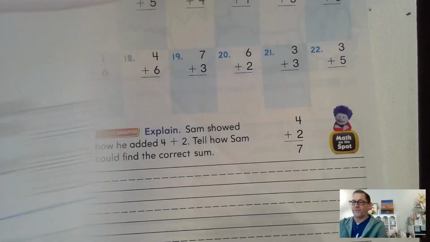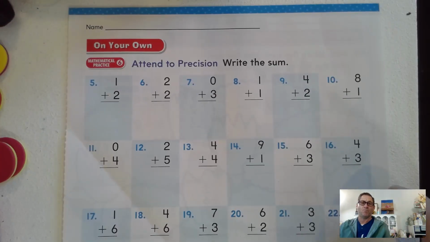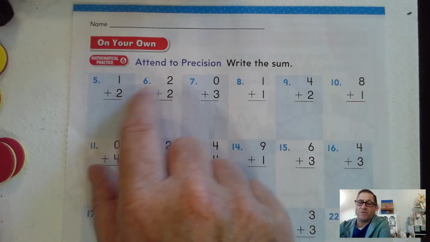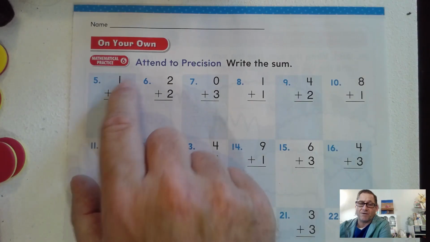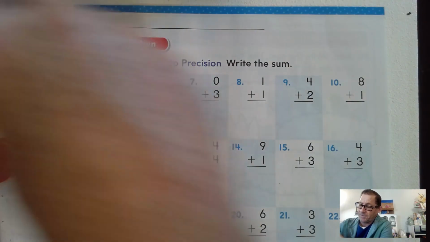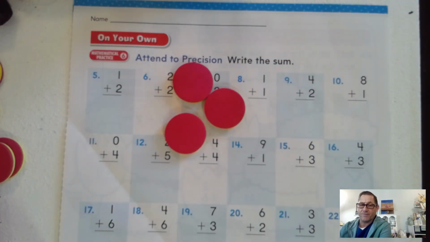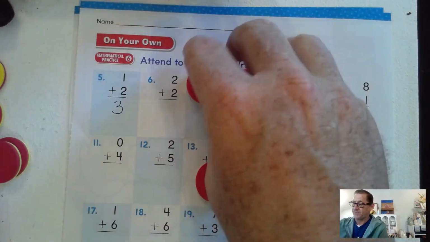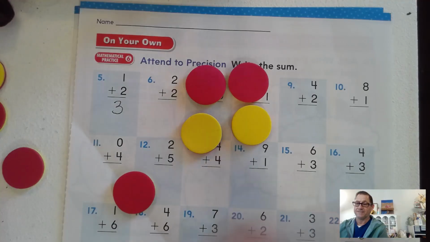All right, let's look at page 43. Okay, write the sum. 1 and 2 more. Remember we've talked about that. It really doesn't matter which order we add these in. So I could technically start with 2 and just add 1 more. I can use counters to show 2, and 1 more would give me 3. Okay, this next one I could have 2 and add 2 more is 4.